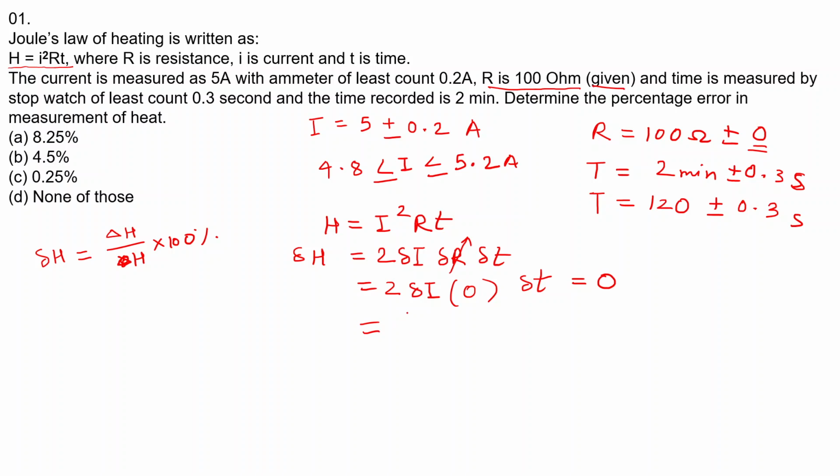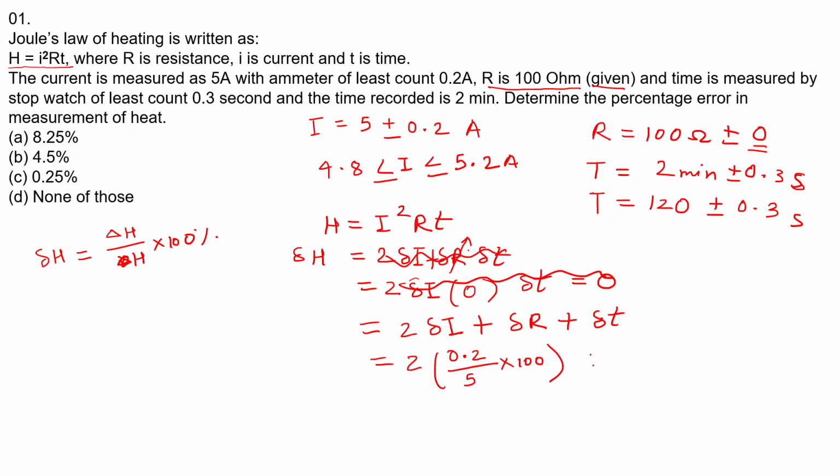Okay, I made a mistake here, I'm very sorry. We know that errors are always added. So the formula dependence is like this, but here we are calculating the error. The correct thing is 2 times the relative error in I plus the relative error in resistance plus the relative error in time. Errors are always added, please keep that in mind. So 2 times the relative error in current will be the error 0.2 divided by 5 into 100. Now the relative error in resistance is 0, that is fine. Then the relative error in time is 0.3 divided by 120 times 100.